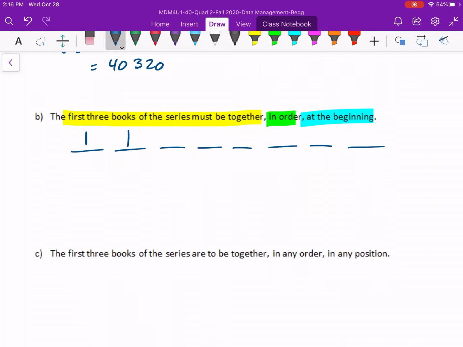Of course, there's still only one way I can put book 2 in spot 2. Same with book 3 must be in spot 3. So those 3 are locked in. There's only one way to do it. But the other 5 can be arranged any way I want.